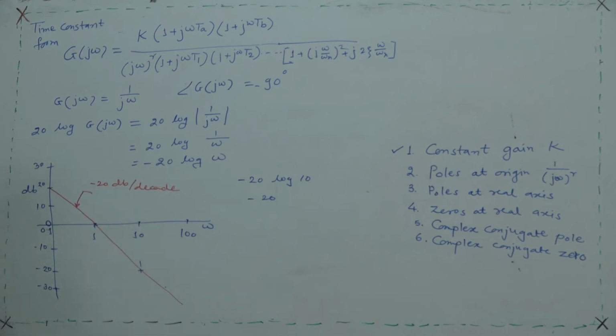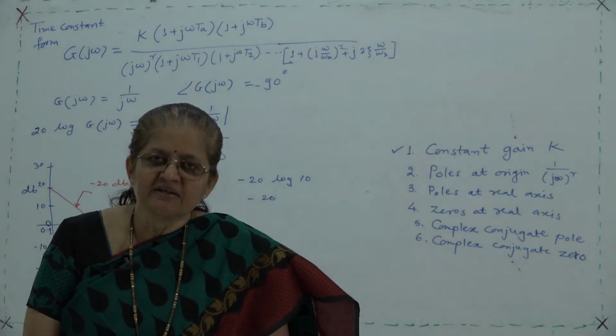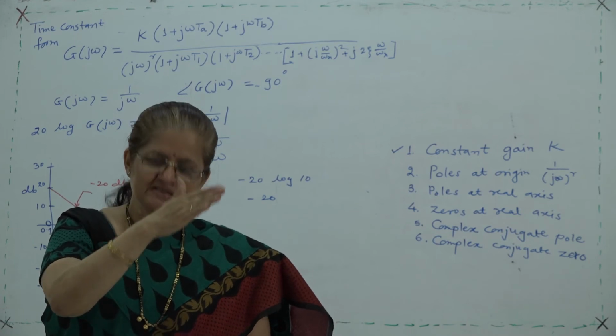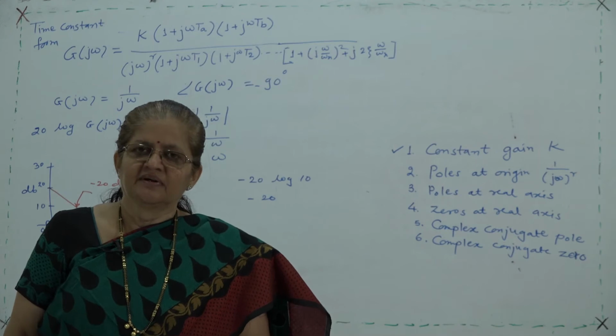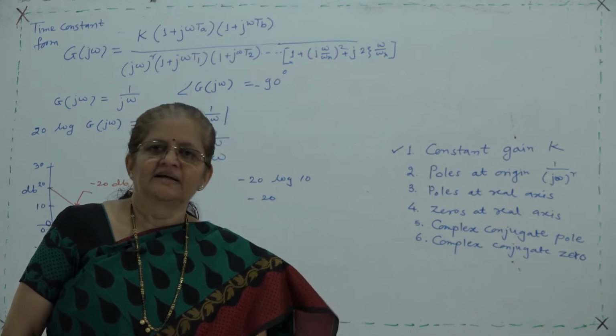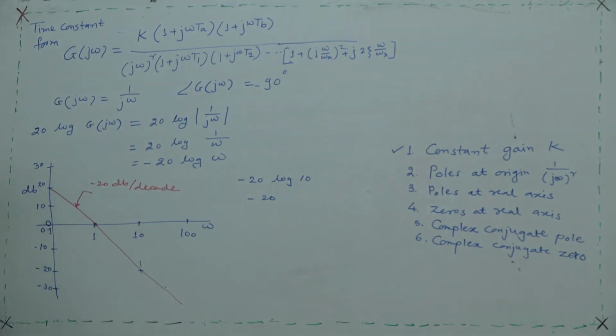So, in general, when one pole is at origin, you have to draw the line with minus 20 dB per decade passing through 1. At 1 it is 0 dB, okay? And so you will get it like this. Now, what is the angle? The angle is minus 90 degrees.